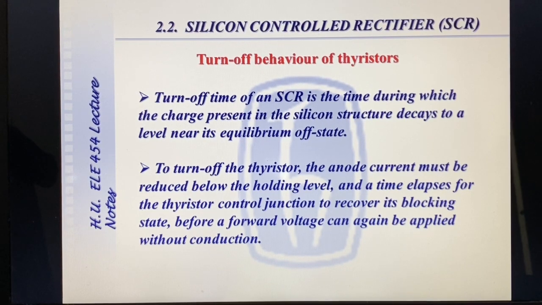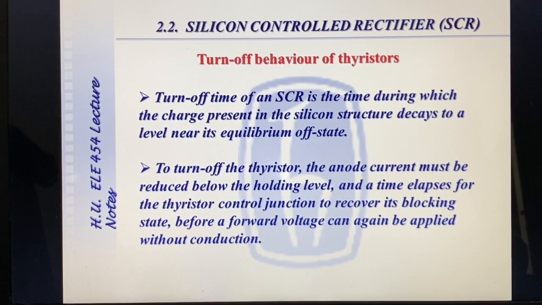What about turn-off? Turn-off behavior of a silicon-controlled rectifier is the time during which the charge present in the silicon structure decays to a level near its equilibrium state at the junctions, like in the diode actually. To turn off the thyristor, the anode current must be reduced below the holding value, and the time should elapse for the thyristor control junction to recover its blocking state before a forward voltage can again be reapplied without conduction. If the current has not dropped below holding value, then reapplication of forward voltage may cause its continued conduction, which was not desired.